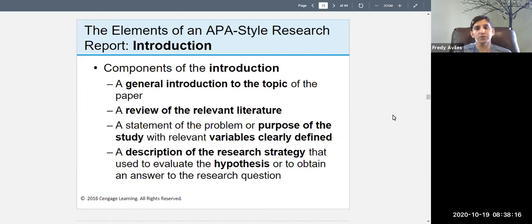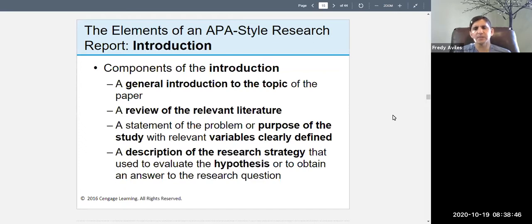Need to review the literature, okay? What does the research say about child abuse? What does the research say about depression? Know something about your area. And then, you know, somewhere toward the end of your introduction, you need a statement of the problem or the purpose of the study, okay? You need something that says there basically why you're doing or why you did the study that you did, and identify the, you know, the variables.